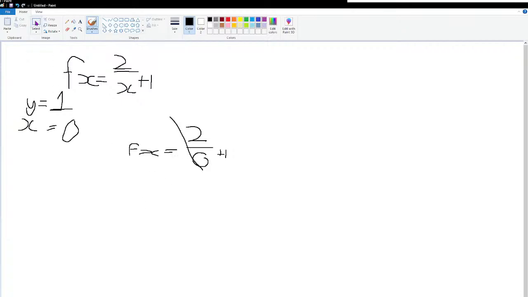So yes, this is what it is. Because what happens is when this is an undefinable, the way I see it is it cancels itself out and the 1 remains, and f(x) is basically y. So if f(x) is equal to 1, then y is going to be equal to 1.